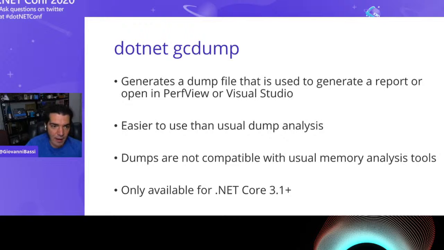There's also dotnet-gcdump, which is a different thing. It actually generates a report that you can use to open on PerfView or Visual Studio. It's not a dump that you can open on dotnet-dump or WinDbg. It's different. It's easier to use than the usual dump analysis. So PerfView and Visual Studio are easier tools. They are much more intuitive. And these are not compatible with other tools you might want to use, which traditionally we have been using to analyze memory dumps. It's only available for .NET Core 3.1 and later, so .NET 5 is also there.